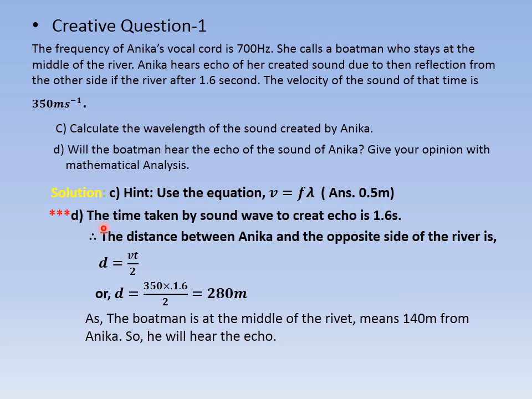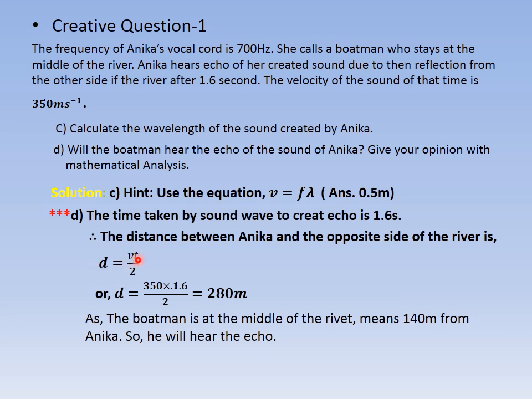Okay, let's go with the solution. The time taken by the sound wave to create the echo is 1.6 seconds. As the value is given in the stem, this is the required time, the time of echo, 1.6 seconds. So the distance between Anika and the opposite side of the river is needed, because Anika is the source of the sound and the reflector was at the opposite side of the river. So you have to calculate the distance between Anika, the source, and the reflector. So the distance between the source and the reflector, the opposite side, is d equal to vt by 2. As you know, this is the equation for echo.